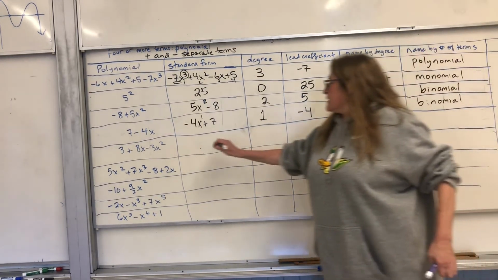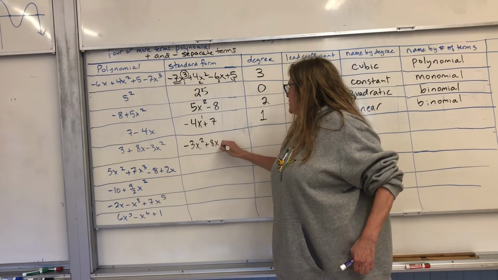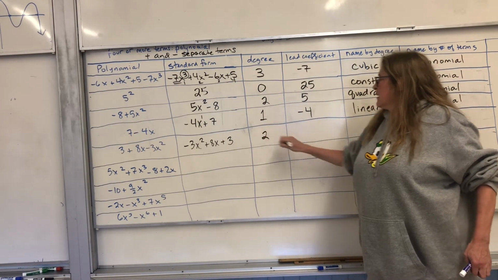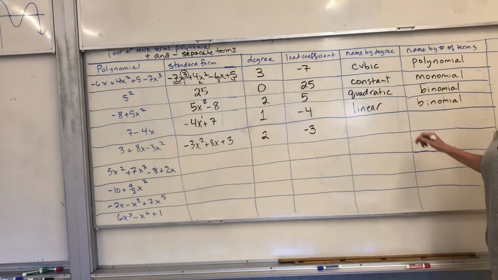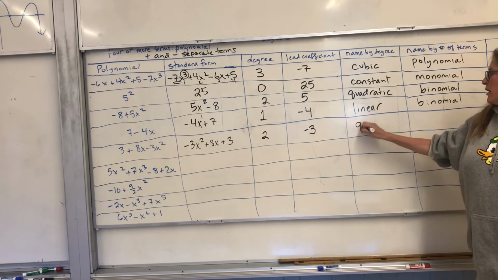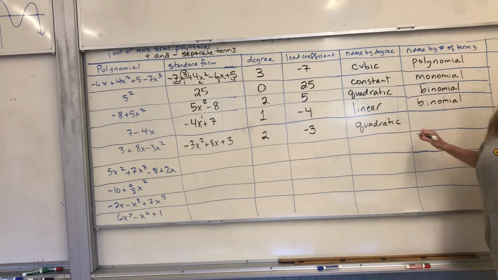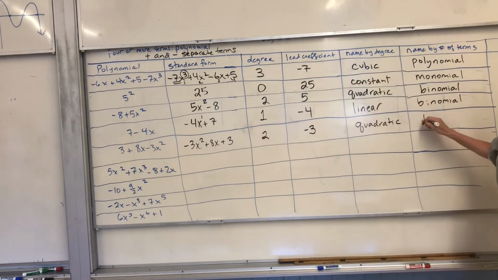Okay, let's put this in standard form. -3x squared plus 8x plus 3. Degree is 2. Lead coefficient, -3. And we've got ourselves a degree of 2 is quadratic. And we have 3 terms. 1, 2, 3. So that's a trinomial.